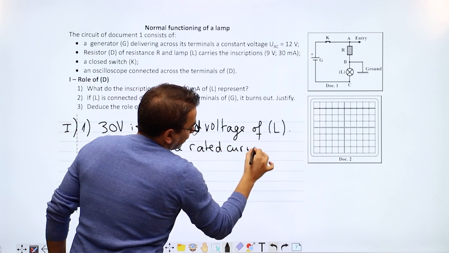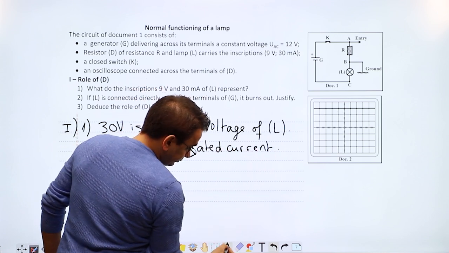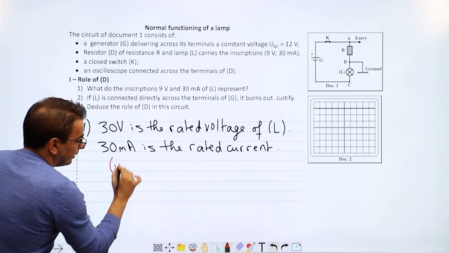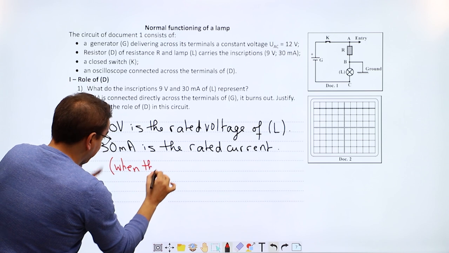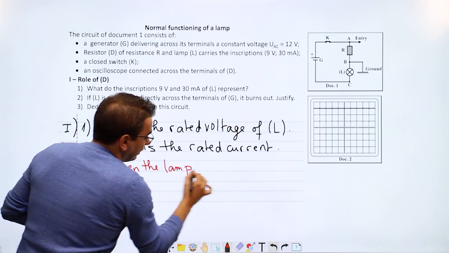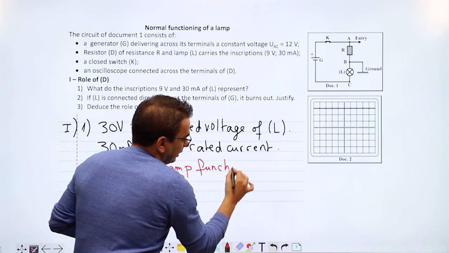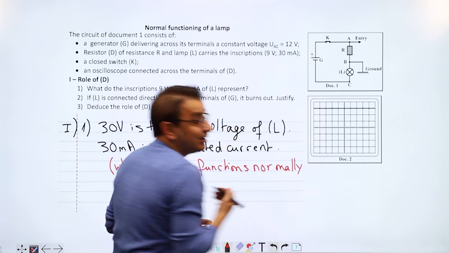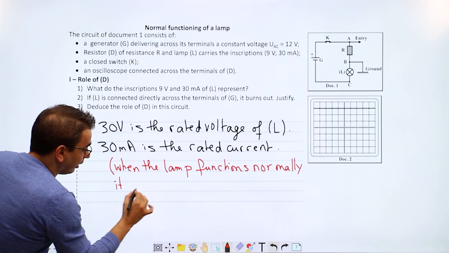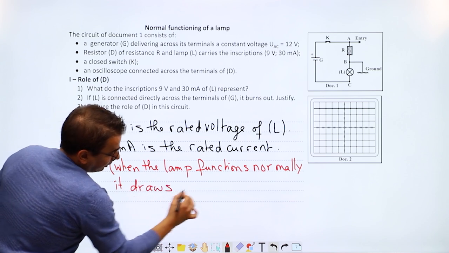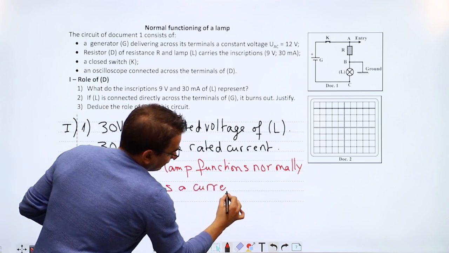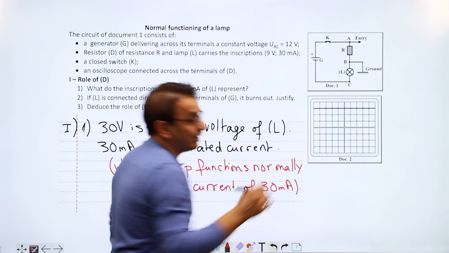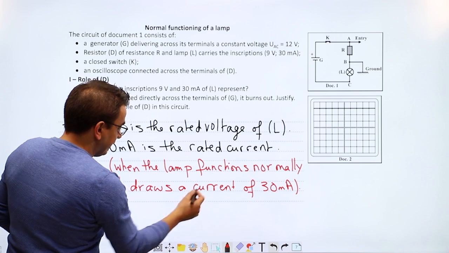Okay? Now I'll put a quick note about them. That means when the lamp functions normally, you can replace functions by lights normally. It draws a current of 30 milliamperes. This means rated current. Okay?